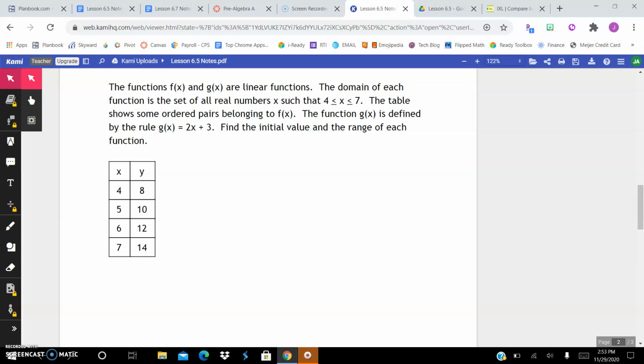The table shows some ordered pairs that belong to f of x. So I'm going to label that. This is f of x.